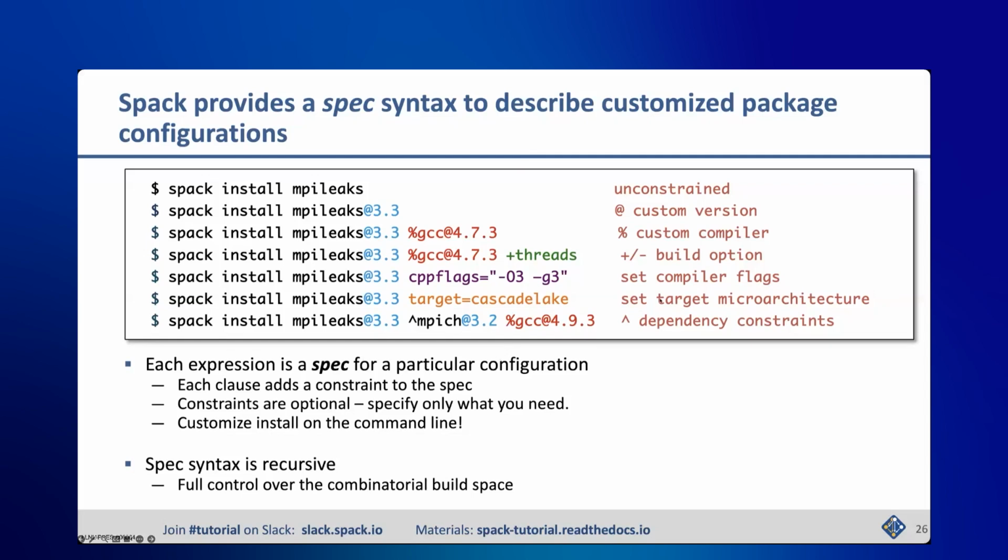So this lets us talk about different package configurations, and we call each of these things an abstract spec because there may be many different builds of mpileaks, or even many different builds of mpileaks@3.3. Each one of these describes sort of a slice out of the space of possible builds. And so that's what you're asking Spack to get you. Get me the best one of these.